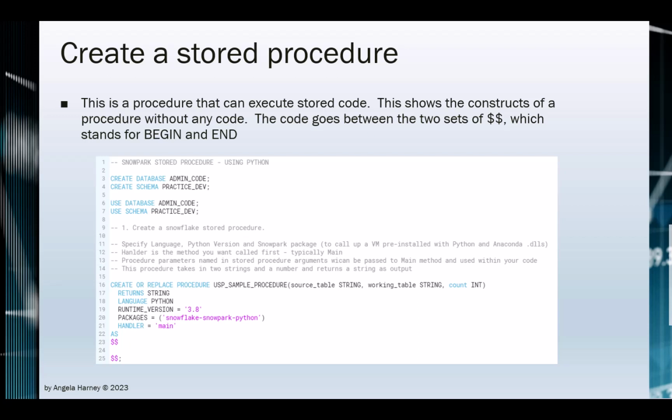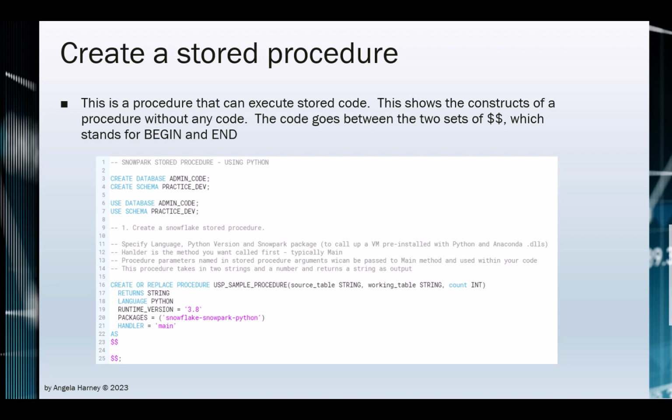We will name our procedure starting with USP underscore to identify this object in the system catalog as a user stored procedure. Remember that objects listed in the system catalog are uppercase. You can list parameters for your stored procedure in parentheses, followed by their data type. The first property of a stored procedure that we will specify is the return data type, then the coding language, followed by the language version.